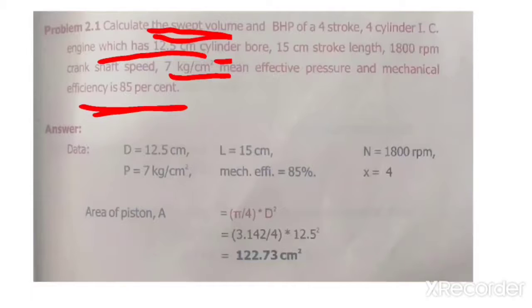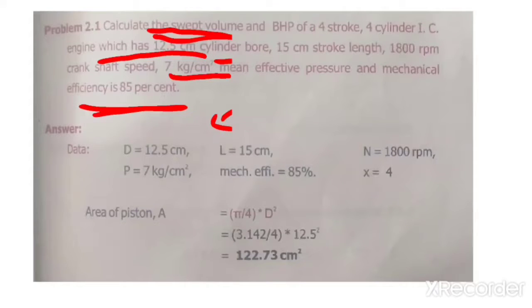85%. Okay, now let's see what is given. D means bore diameter of the cylinder is equal to 12.5 centimeter. Then stroke length, that is denoted by L. Here stroke length is 15 centimeter. Then engine speed, that is denoted by capital N, and it is 1800 rpm. And mean effective pressure is 7 kg per centimeter square, and mechanical efficiency is equal to 85%, and X means total number of cylinders is equal to 4.